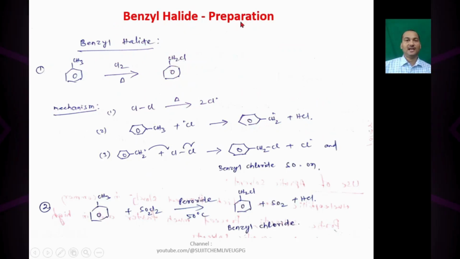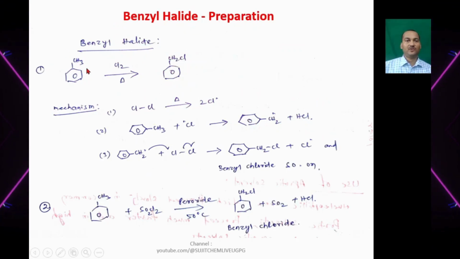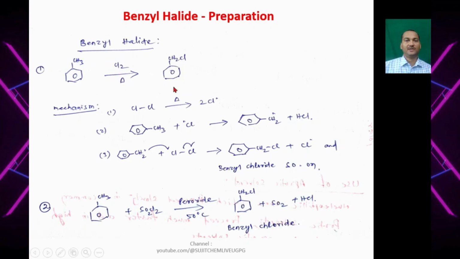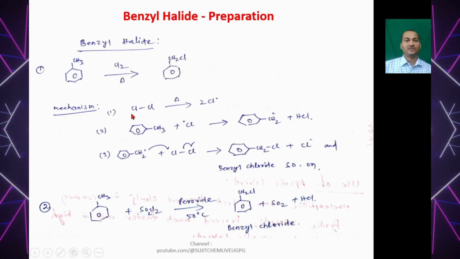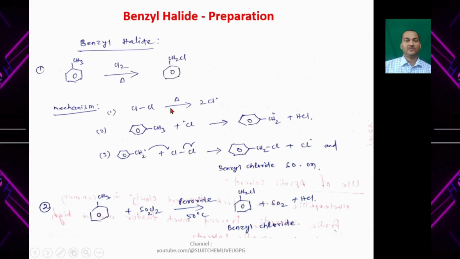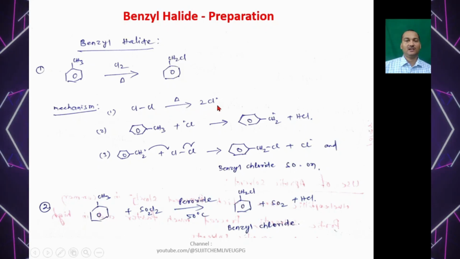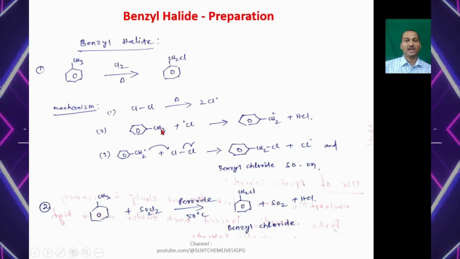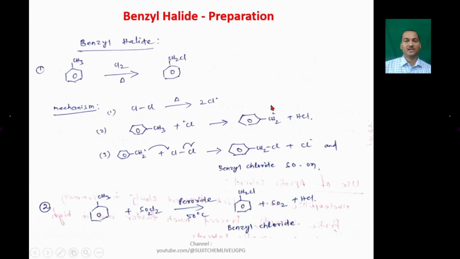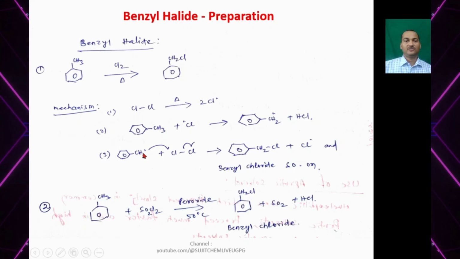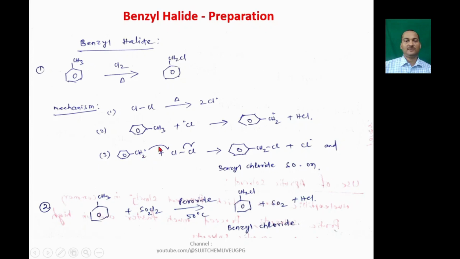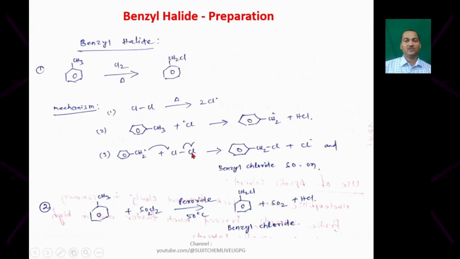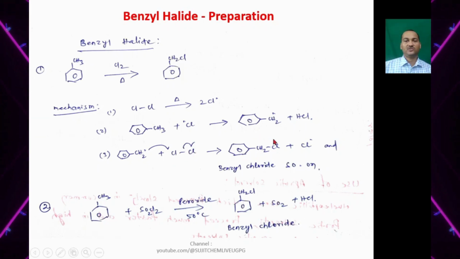Next is benzyl halide. We can start from toluene in presence of chlorine and heat to get benzyl chloride. This chlorine can break in presence of heat giving rise to chlorine radical. Then the chlorine radical will abstract the hydrogen from toluene, so you can get benzyl radical. Again this benzyl radical will abstract chlorine radical from chlorine. Here it will be homolytic cleavage giving rise to benzyl chloride.